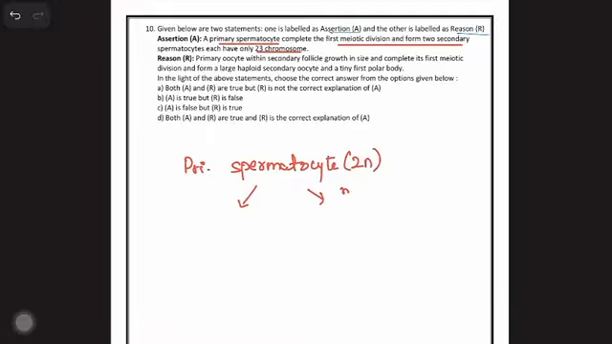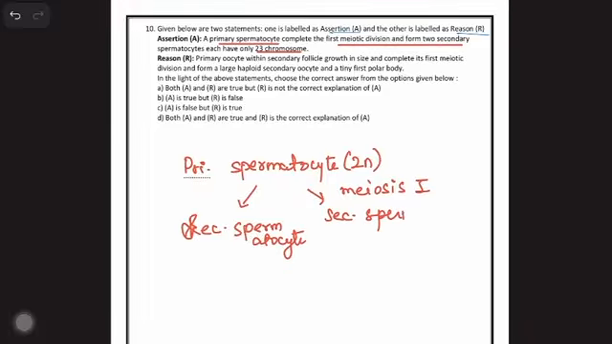Coming to the 10th question. Given below are two statements. One is assertion A and the other is reason. A primary spermatocyte completes first meiotic division and forms two secondary spermatocytes, each having 23 chromosomes. If you remember, in spermatogenesis, primary spermatocyte, which is a diploid cell, undergoes meiosis 1, becomes 2 secondary spermatocyte. Since it's undergone meiosis 1, it will become haploid. That means it will have 23 chromosomes. So it's a true statement.